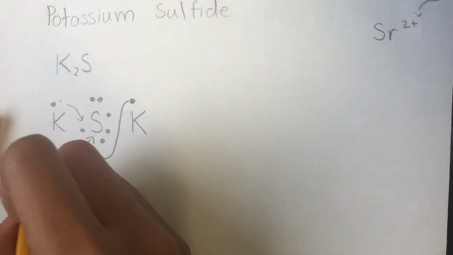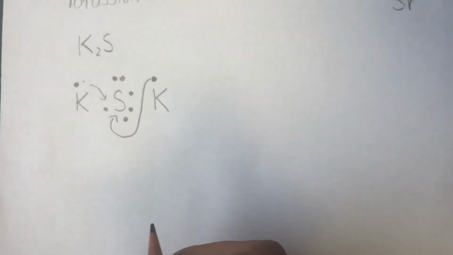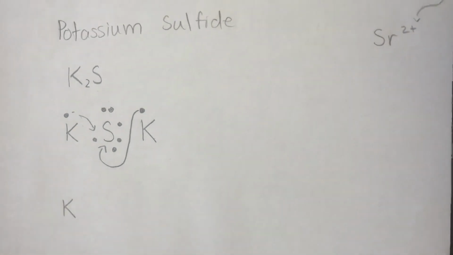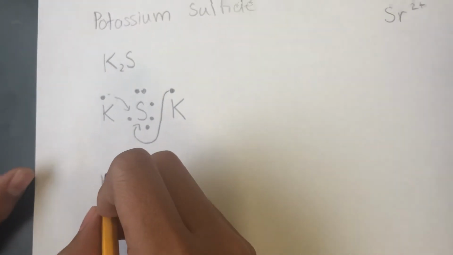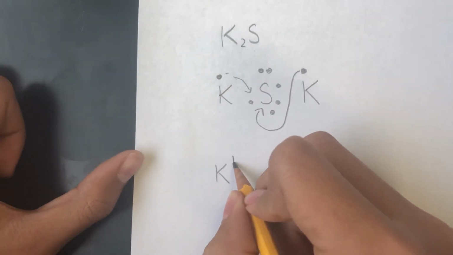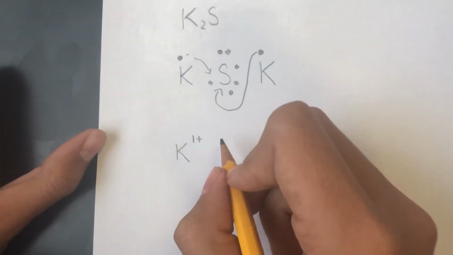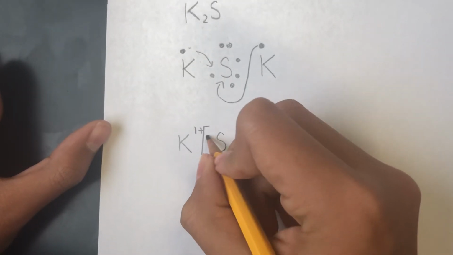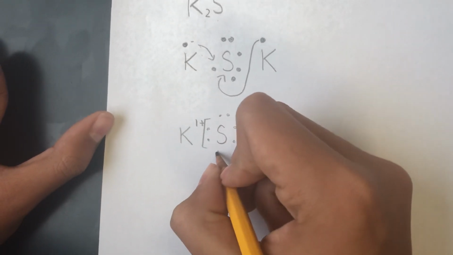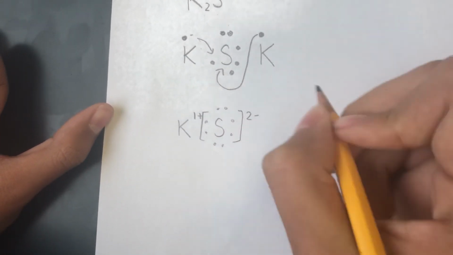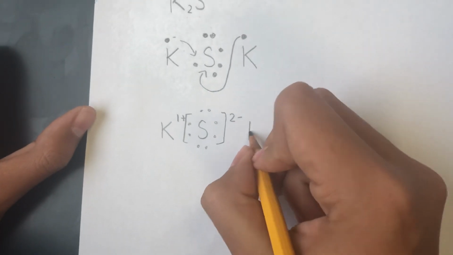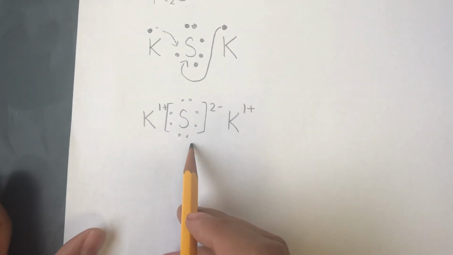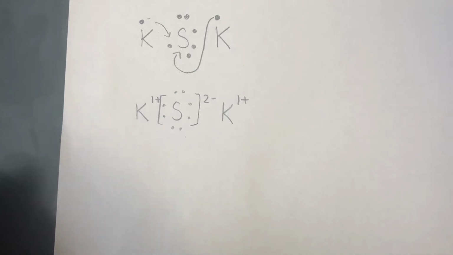Now we're going to write it in Ionic Lewis dot like we just did for strontium phosphide. So we're going to do K, and since K, potassium, is our cation, it shouldn't have any dots around it, and it's giving away 1, so we have a 1 plus charge, while sulfur in brackets, of course, would have 8 dots around it because it took 2, so we're going to give it a 2 negative charge. With K, the same thing, and we can't have like charges touch, so sulfur is right in between, so they can't touch.